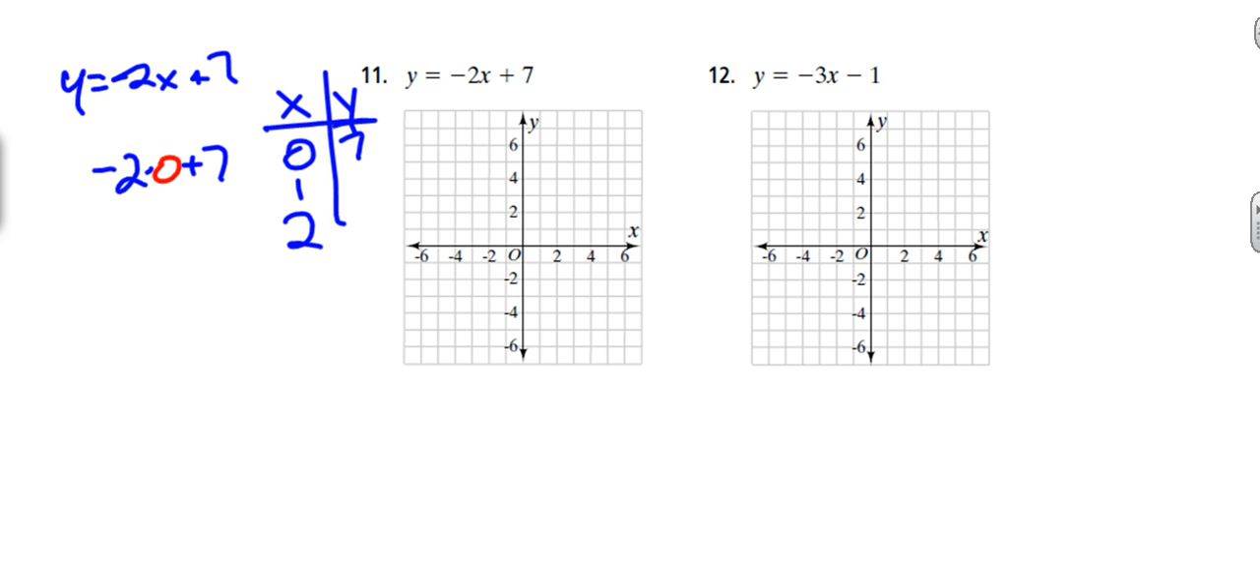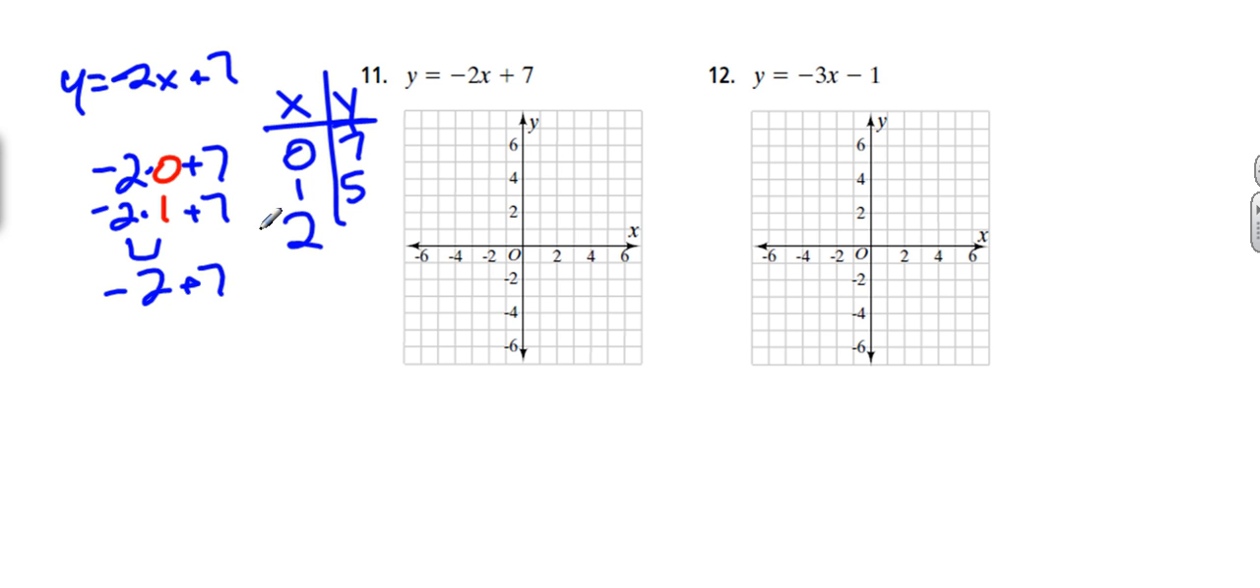Okay, we go to the next one. So instead of x being 0, now x is 1. We have negative 2 times 1 plus 7. Negative 2 times 1 is negative 2. Plus 7. Negative 2 plus 7 is 5, positive 5. If you take the difference and keep the sign of the higher number, what number is higher, 7 or 2? 7, and 7 was positive, so the answer is positive.